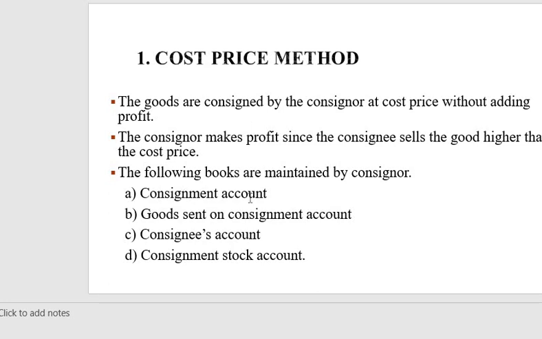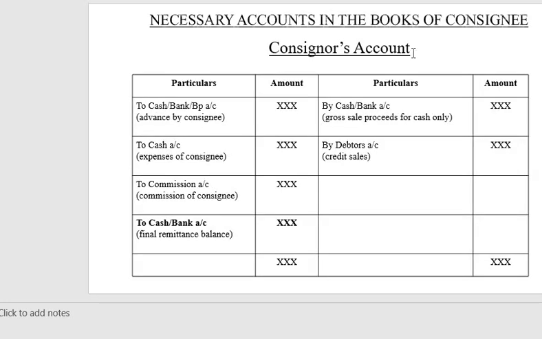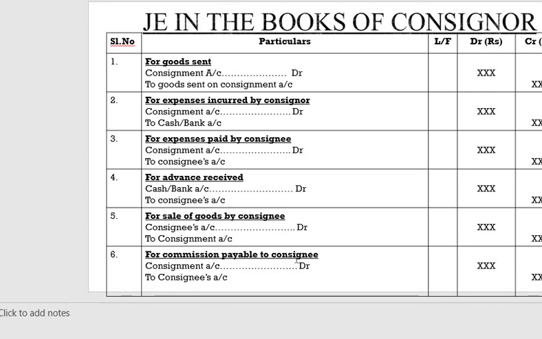One is the consignment account, second is the goods sent account, third is the consignee's account, that is Hubli Electronics account, and next is consignment stock account. This is in the books of consignor. And in the books of consignee, you will prepare only one account, that is Philips Company account, that is consignor's account. All right, so let's begin with the problem.